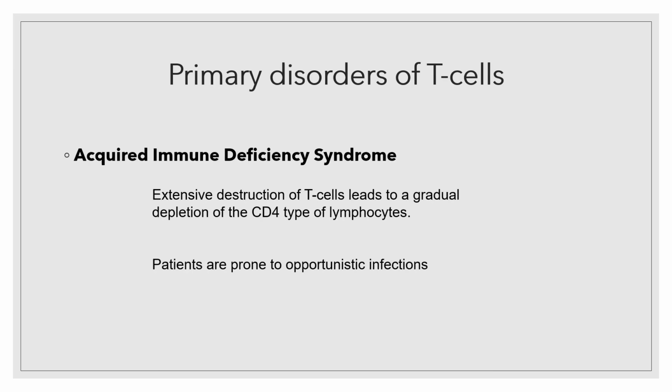Let's go ahead now and talk about a primary disorder of the T cells. Probably the most famous disorder of T cells is acquired immune deficiency syndrome, or AIDS. These people have excessive destruction of their CD4 type T cells, and that's usually their T helper cells. The patients are prone to opportunistic infections such as pneumocystis pneumonia, cryptococcus, and Kaposi sarcoma.